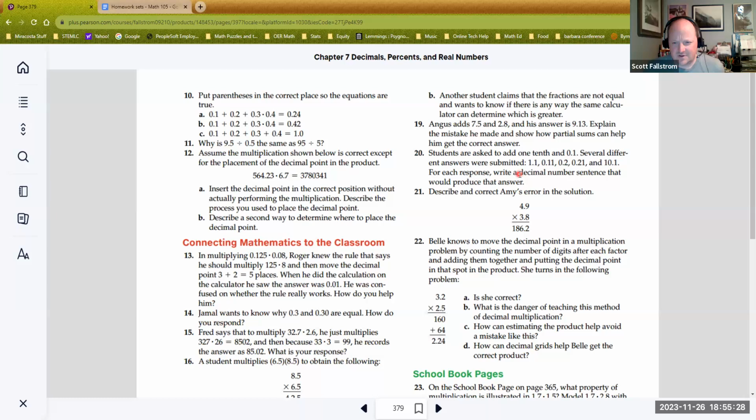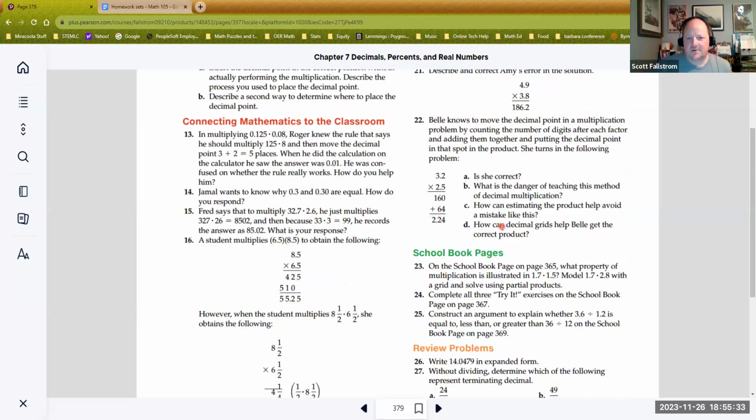Describe and correct Amy's error in the solution. Oh, gotta love error correction. And Bella knows to move the decimal point by counting the number of digits, turns the following problem. So she multiplies, knows 2 digits, so she gets this answer, 2.24. Is she correct? What is the danger of teaching this method? And how did it work?